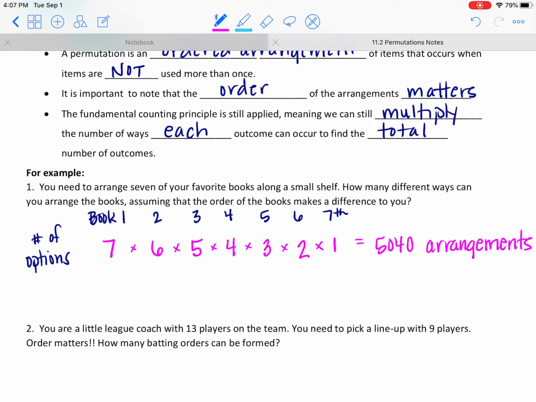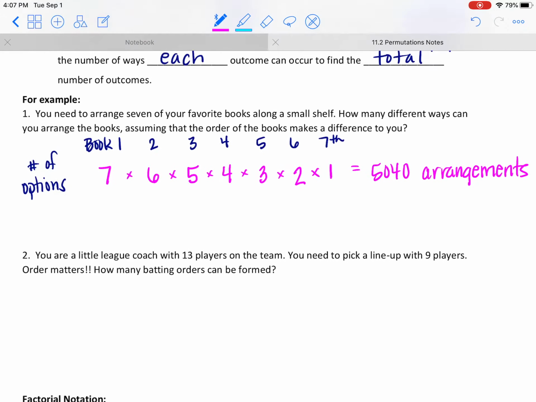Okay, not so bad, right? So this is an example of a permutation. It's an ordered arrangement of 7 books on a shelf, and I cannot use any of the books more than once on a spot on the shelf. Okay? So we use the counting principle like we did before to find the total number of arrangements. Alright, let's try that again.